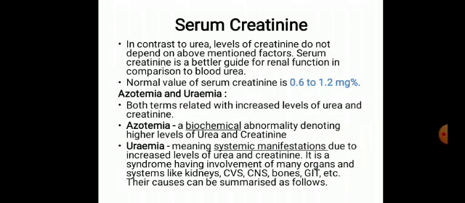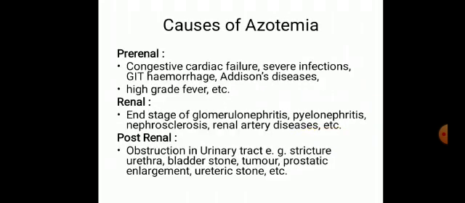Now, what is azotemia and uremia? Both terms relate to increased levels of urea and creatinine in blood. Azotemia is a biochemical abnormality which denotes a higher level of urea and creatinine, while uremia is a systemic manifestation due to increased level of urea and creatinine. It is a syndrome involving many organs and systems like kidneys, cardiovascular system, central nervous system, bones, GIT, etc. And their causes can be summarized as follows.